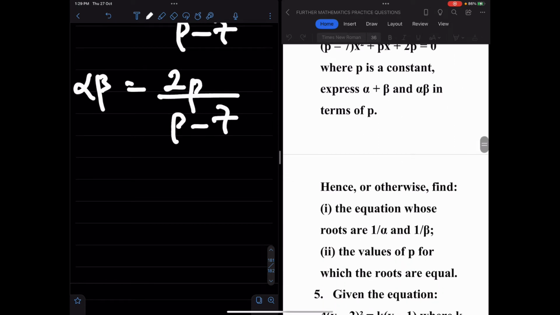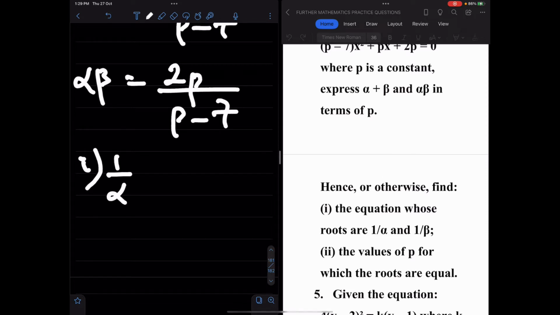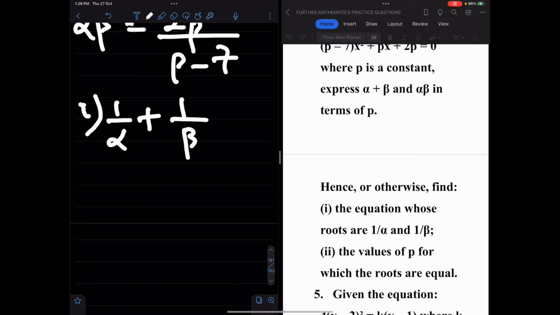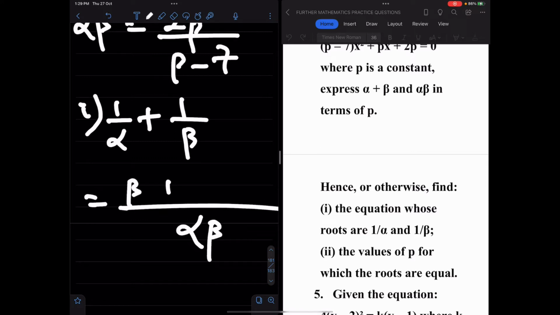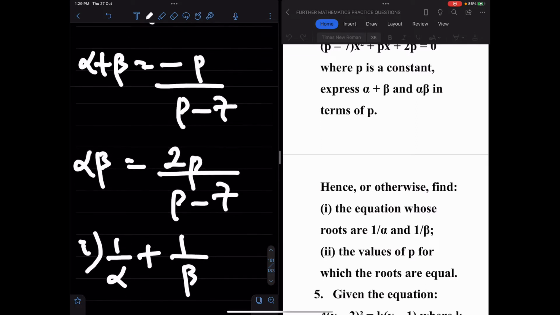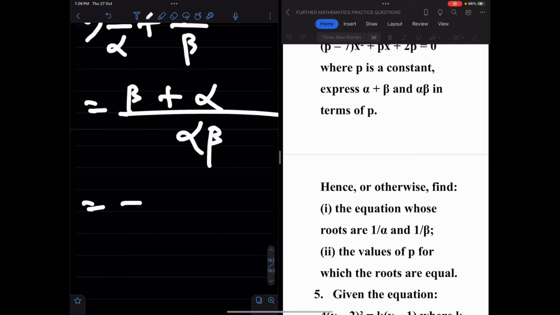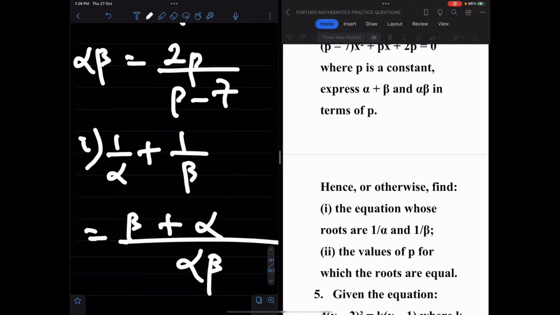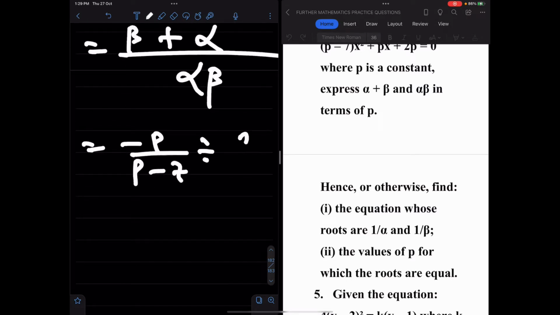Now part (i) says find the equation whose roots are 1 over alpha and 1 over beta. The sum of the new roots, 1 over alpha plus 1 over beta, is equal to, with the LCM alpha beta, beta plus alpha over alpha beta. We know that beta plus alpha is the same as alpha plus beta, which is minus p over (p minus 7), divided by alpha beta, which is 2p over (p minus 7).